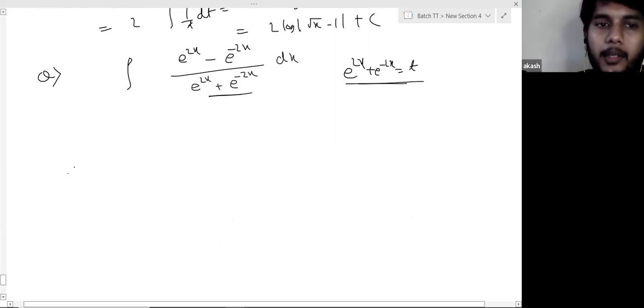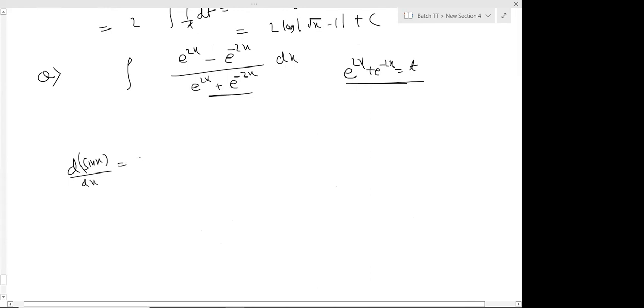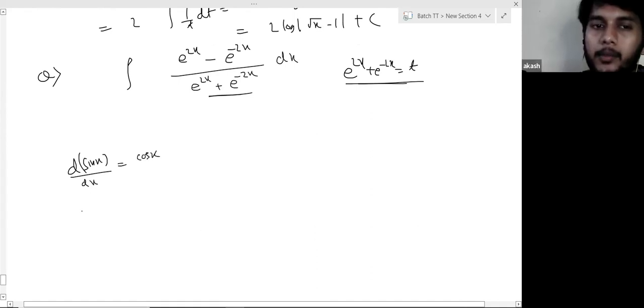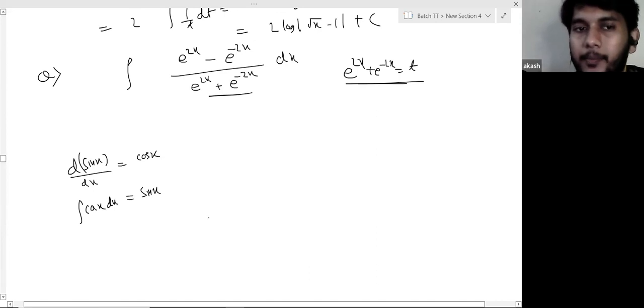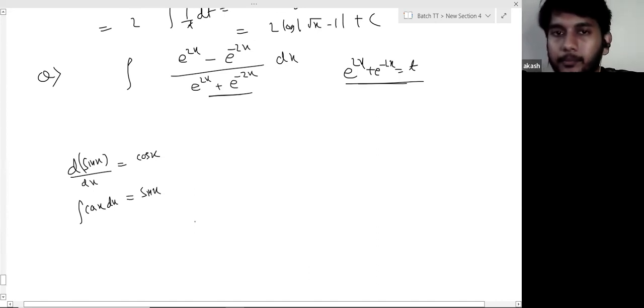Let me give an example. Differentiation of sine x is cos x, right? Yes. So integration of cos x dx will be sine x. As simple as that. All right. Okay. Yes, sir.